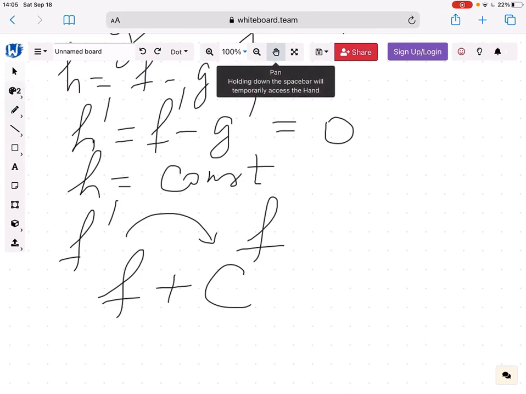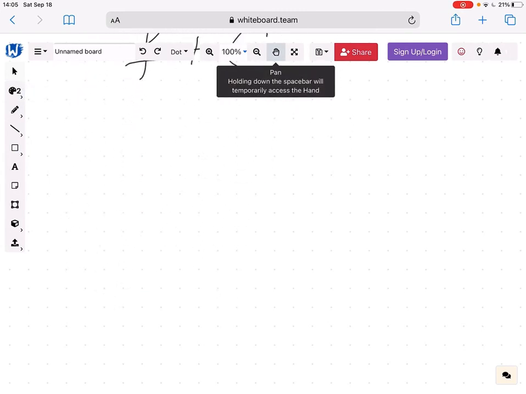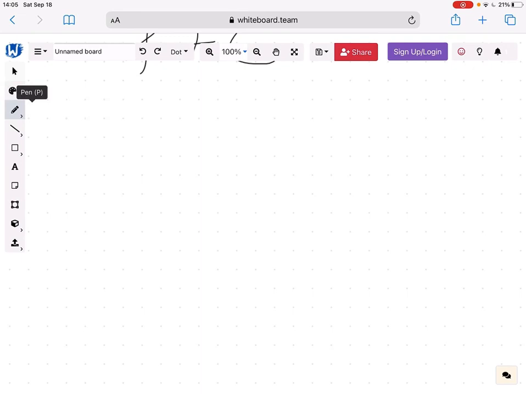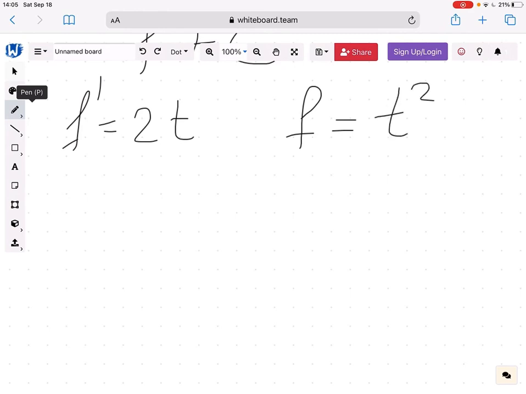And that actually helps us a lot. So let's go back to our example. We said that f prime equals 2t. And then we found one function f that produced that derivative, and that was t squared. So now we can say that all functions that produce this derivative 2t are that one function we found, t squared, plus an arbitrary constant. And there are no other functions that could produce this derivative. All right?